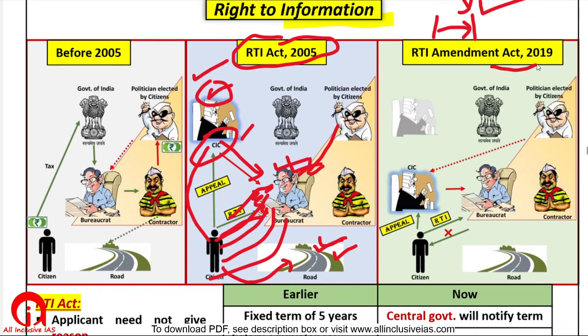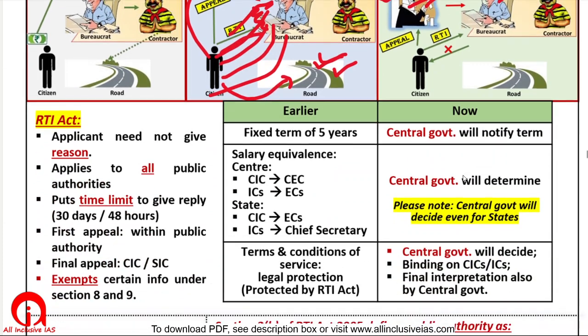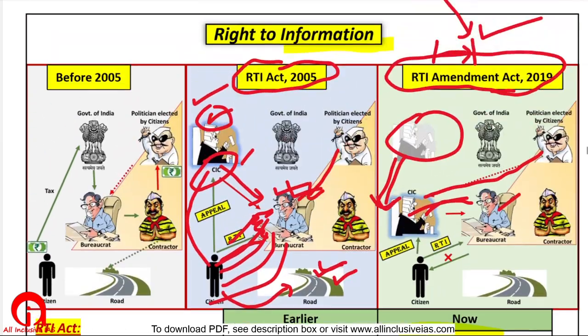Now, after this Amendment Act of 2019, the stature of the CIC has been reduced to that of an ordinary bureaucrat. This CIC has been degraded so much that he can be easily influenced by the politicians and the bureaucrat won't be listening to him. Right? Therefore, your appeal and all these things won't matter. So that is the crux. For the exam, you should know what changes this 2019 amendment made to this law.